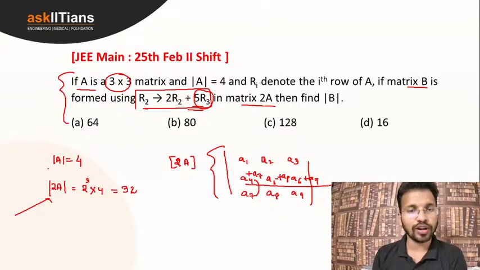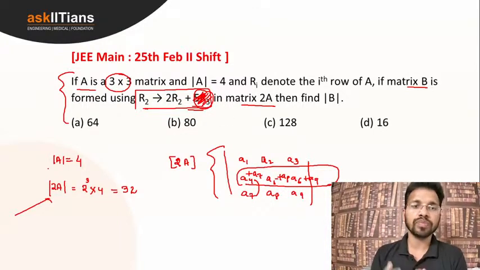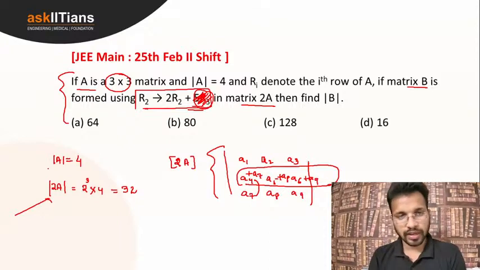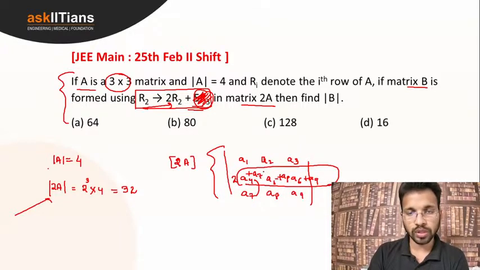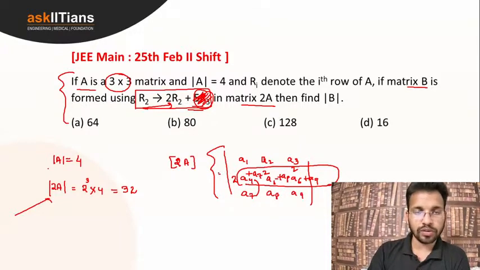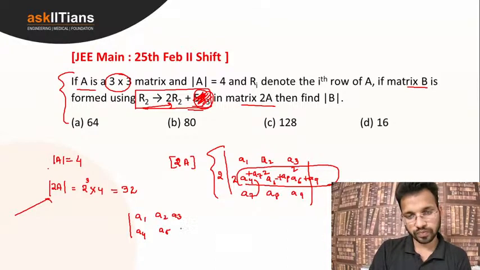So obviously this will not change here. Whatever we are adding, technically this operation is just given to confuse us. Now whenever we are multiplying any row by a constant, so technically if we are multiplying this by 2, and then we take this 2 out, it's like this is one determinant. I'm just writing it again so that there is no confusion.